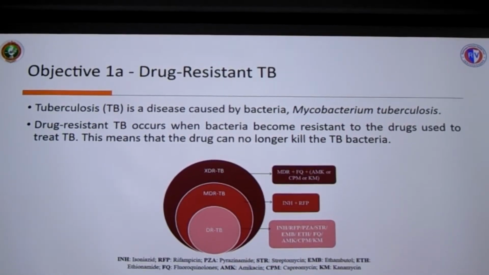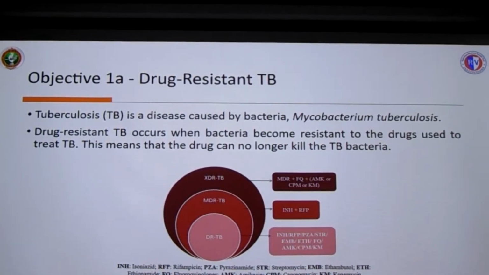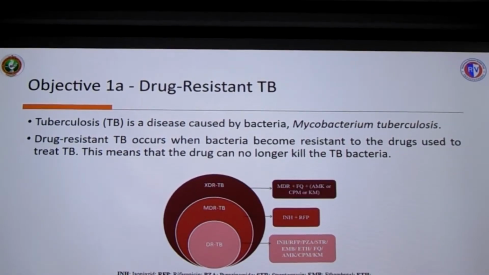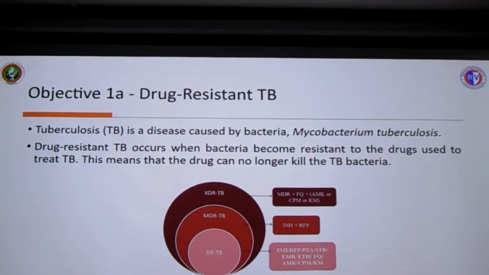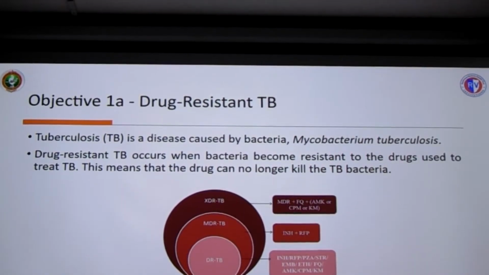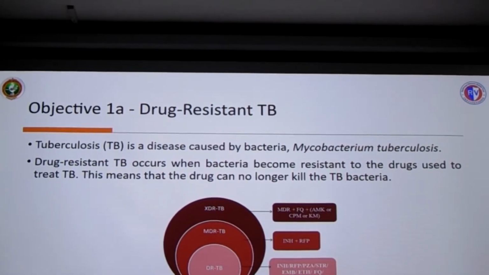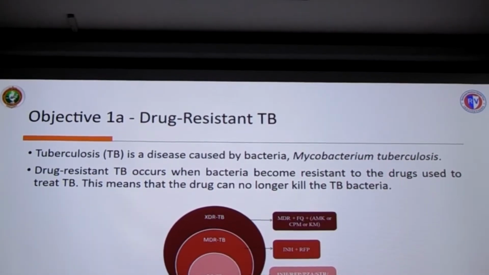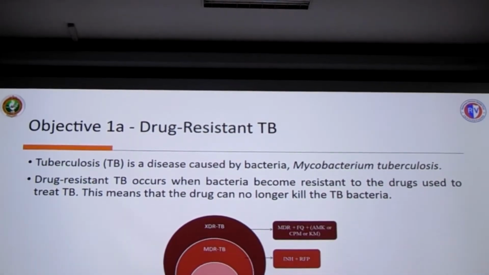Tuberculosis is a disease caused by a bacterium called Mycobacterium tuberculosis. What is the criteria we have considered to classify the data? Here we have classified our data into drug-resistant TB, multi-drug resistant TB, and XDR TB. Drug-resistant TB is TB that is resistant to at least one of the first-line antibiotics. For multi-drug resistant, the two main antibiotics mostly prescribed for tuberculosis are isoniazid and rifampicin.